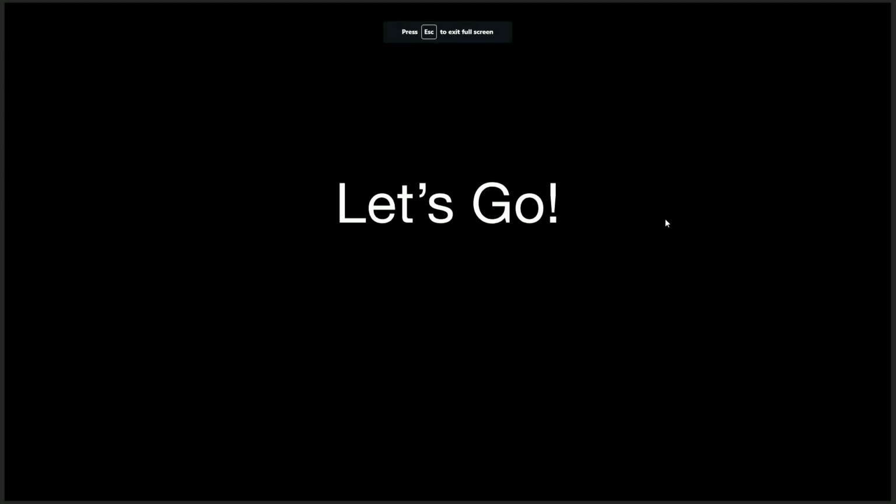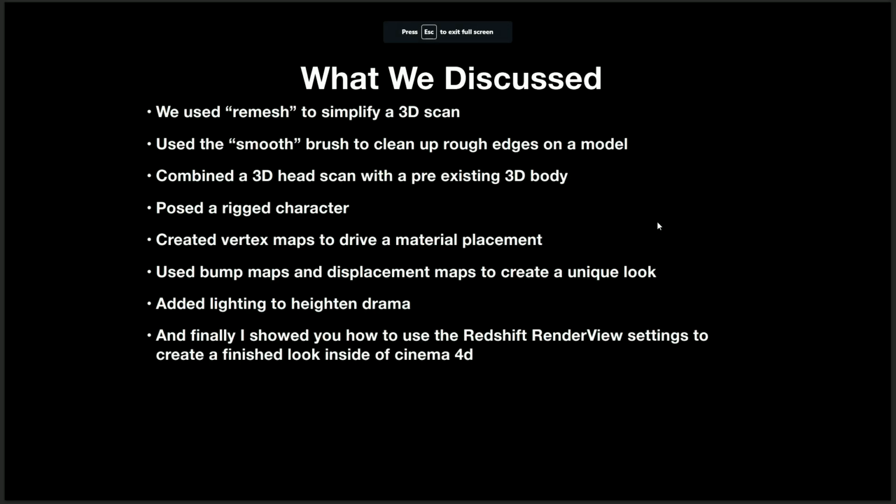All right. So what we did today is we used a remesh to simplify the 3D scan. We used the smooth brush tool to clean up some of the rough edges on the model. We combined my 3D head scan with the pre-existing 3D body. We posed a rigged character from Mixamo. We created vertex maps to drive a material placement.